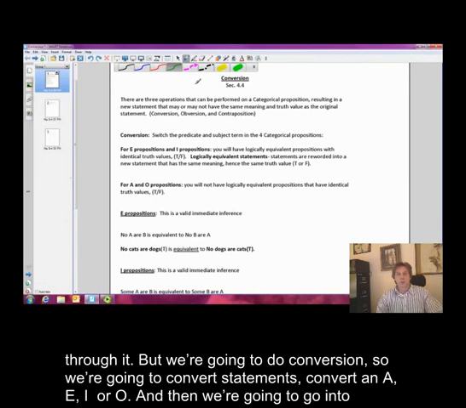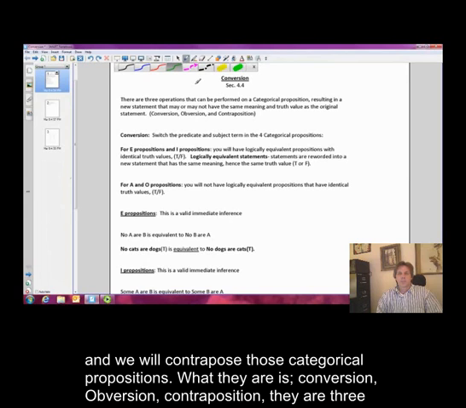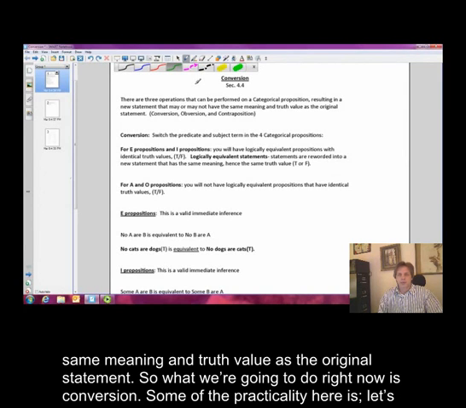And then we're going to go into obversion in some other videos, where we will obvert statements. And then we will do contraposition, where we'll take the A, E, I, and O and contrapose those categorical propositions. So conversion, obversion, and contraposition are three operations that can be performed on a categorical proposition, an A, E, I, or O, resulting in a new statement that may or may not have the same meaning and truth value as the original statement. Okay, so right now we're going to do conversion.